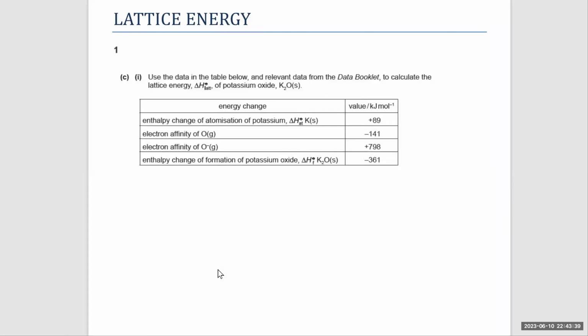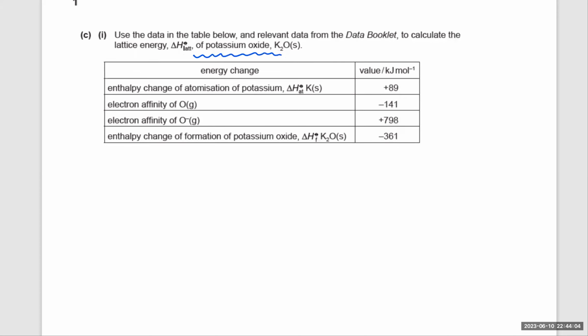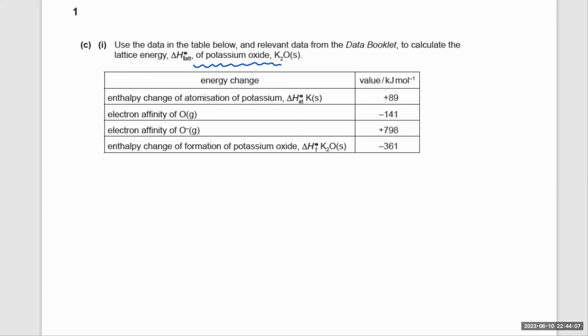So what they're saying is they've given us some data, and relevant data from the data booklet to calculate the lattice energy for potassium oxide. So we have to calculate the lattice energy of potassium oxide, right? I can either make the whole energy axis thing, or you can just go with enthalpy of formation, which is what? Potassium element, oxygen element, and they're forming potassium oxide, right?